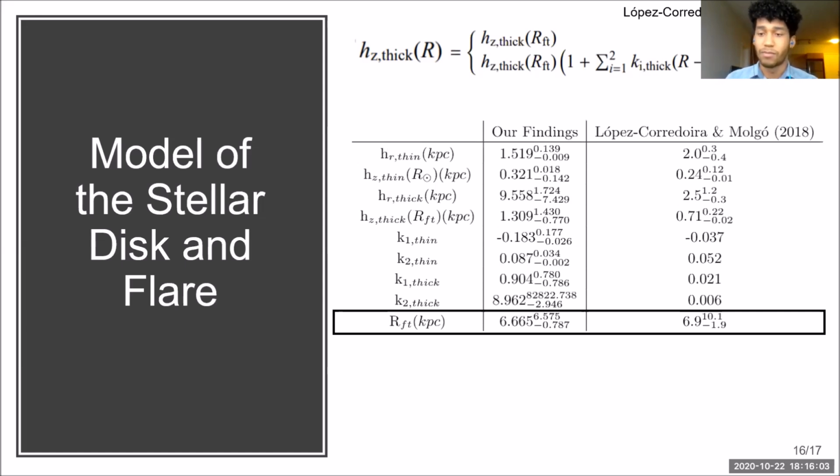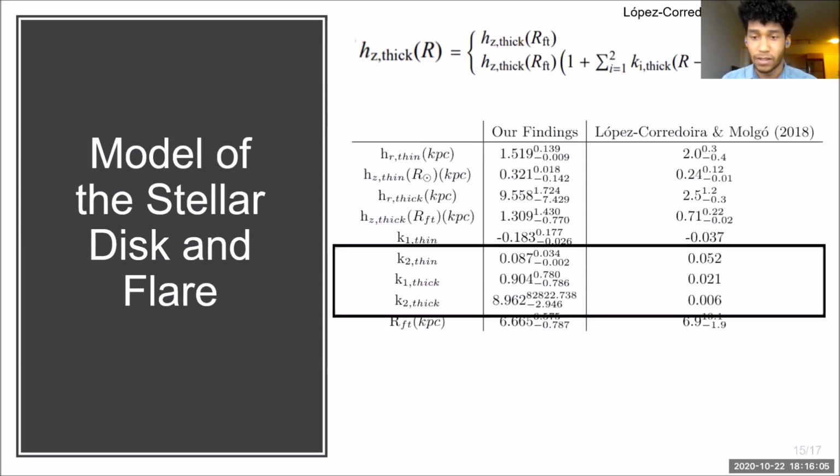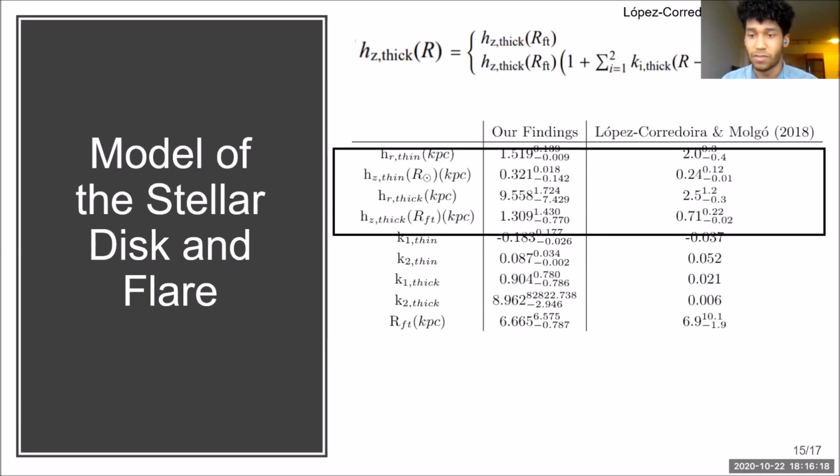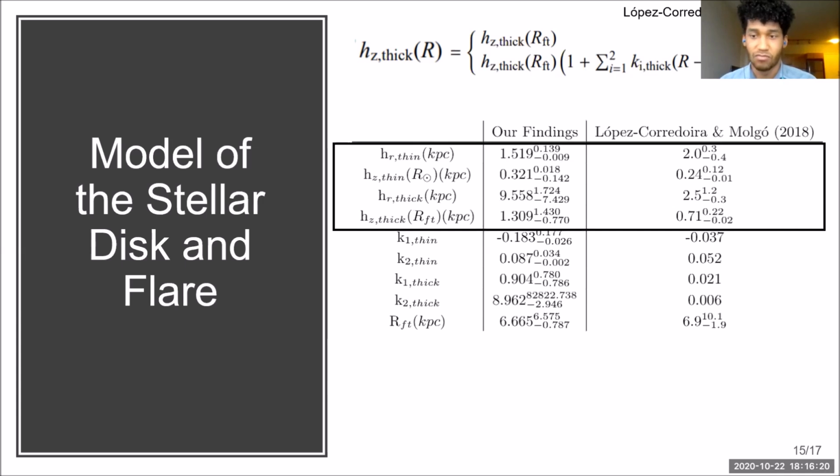Beyond this, our model parameters do differ in other respects. The polynomials that describe the shape of the flare, for example, are relatively different, especially for the thick disk. The scale lengths that describe the thin disk are in relative agreement, and the scale lengths that describe the thick disk don't really seem to agree quite as well. Although the break in the outer galaxy wasn't evident in our data sets, it was still interesting to compare the parameters we were able to find here with this data set from the study of main sequence turnoff stars from 2018.